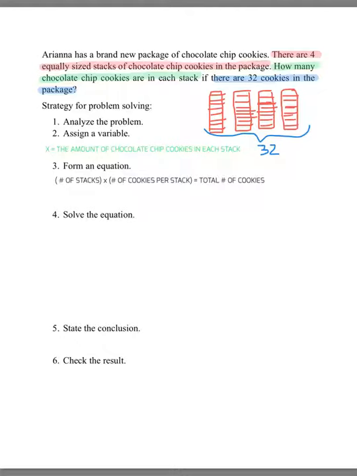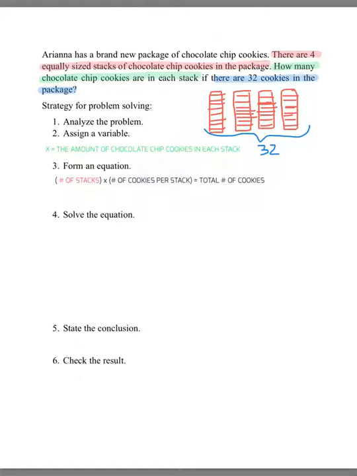Now let's go ahead and color code everything. Now the number of stacks. We know that there's 4 stacks, and we color coded that in red. So let's color code this in red as well. So there we go. The number of stacks is color coded in red.